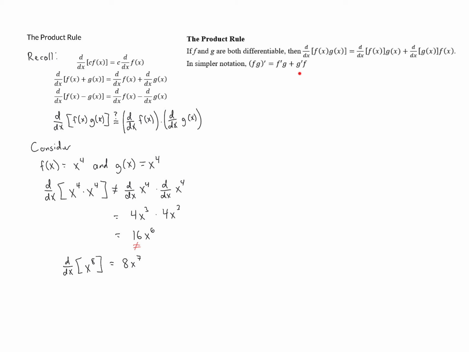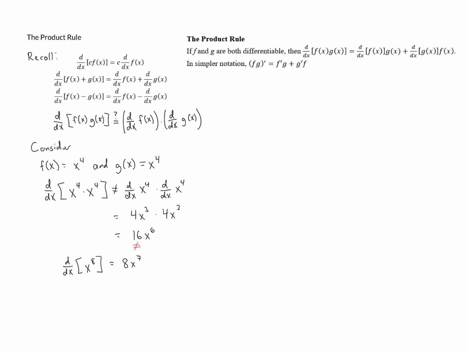And we can look at this in simpler notation. If we want the derivative of a product, it's the derivative of the first times the second, plus the derivative of the second times the first. It's really not that scary, I promise you. So what I want to do is I want to do a few examples.